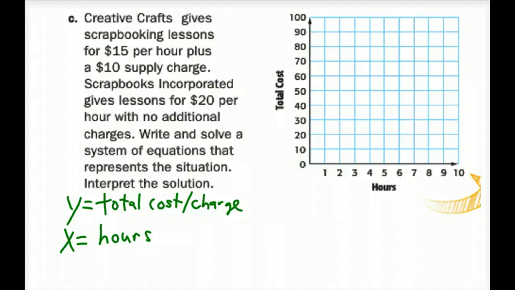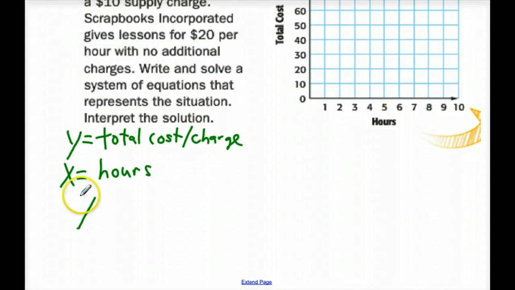Okay. So what does Creative Crafts charge? Read that first sentence again, guys. $15 per hour plus a $10 supply charge. Can anybody write that expression using the x? Go ahead, Sarah. Y equals 15x plus 10. Awesome. $15 per hour plus $10 just to walk in the door. So the total cost, y, is going to equal 15x plus 10.